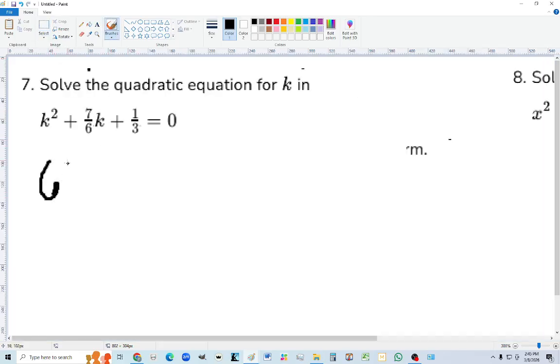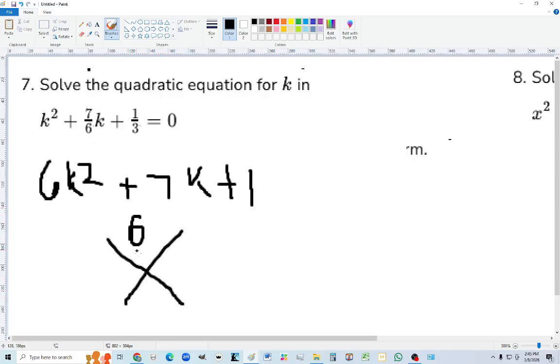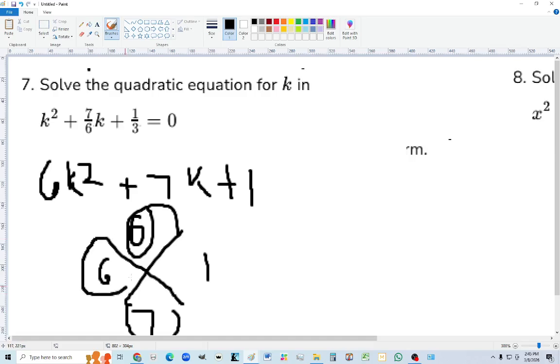When I multiply the left side by 6, I get 6k squared. 6 goes into 6 one time, so I get plus 7k plus 1. It's clear I have to factor. I'm looking for a number that multiplies out to 6 and adds up to 7. The only one possible is 6 and 1.